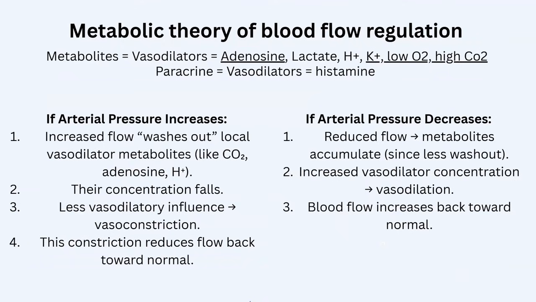Now, in the metabolic theory of blood flow regulation, the metabolites, the byproducts, are vasodilators. So if you break down ATP for energy, you're going to get adenosine, lactate, hydrogen ions, potassium ions, low oxygen, high carbon dioxide. These are all vasodilators. For paracrine, you have histamine. Remember that oxygen itself is not a vasodilator. It's just the levels of oxygen and carbon dioxide.